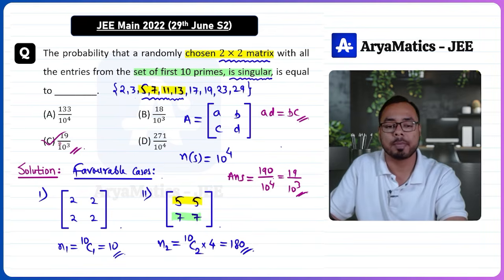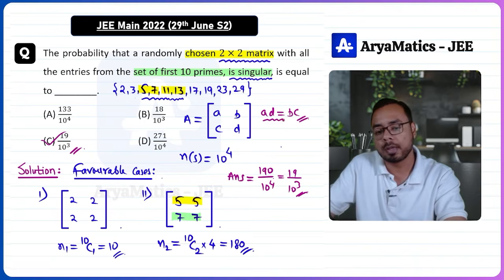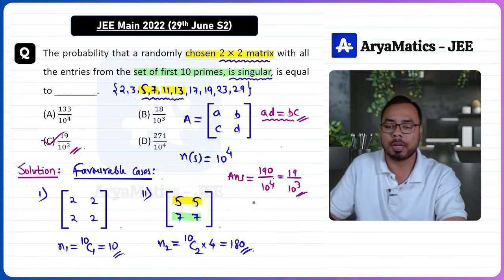Therefore the correct answer for this problem will be option C. This was an interesting problem, because all the prime numbers are involved, so we are getting only these two cases, because product of any two prime numbers is not the same as product of any two other prime numbers. So 190 favorable cases, total 10 raised to 4, probability will be 19 by 10 raised to 3, and hence the correct answer is option C.